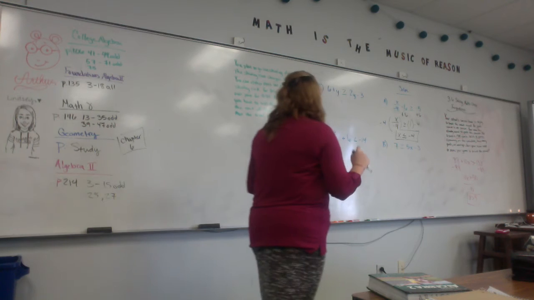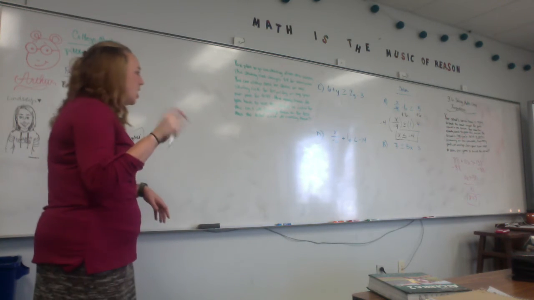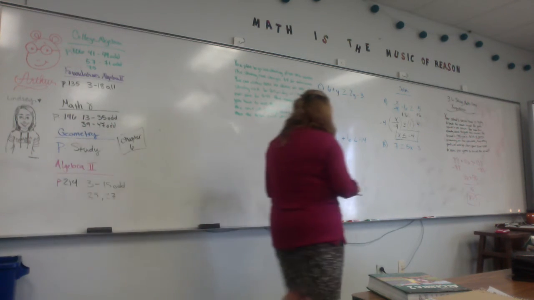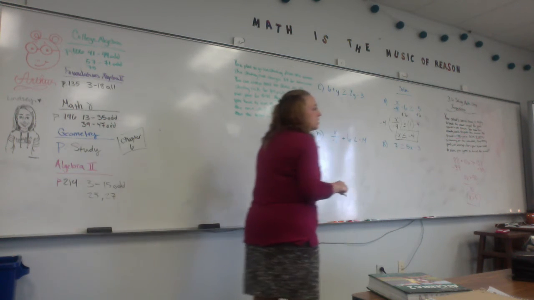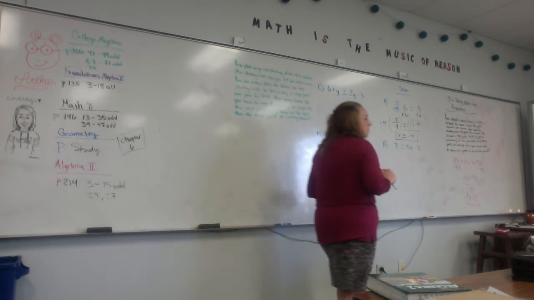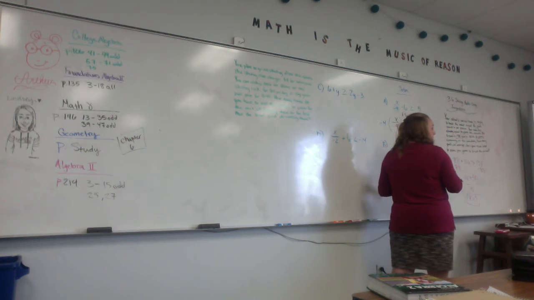Remember, when you graph, you're graphing with a bracket or parenthesis, open or closed, okay? How do I solve this equation? 7 is greater than or equal to 5x minus 3. What, Josh? You would subtract.